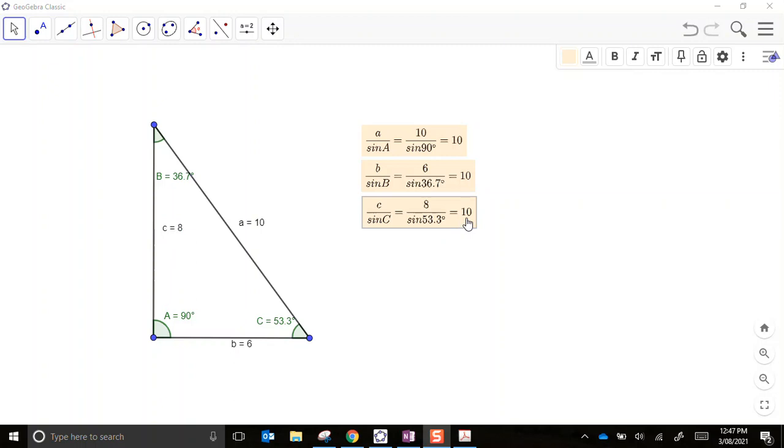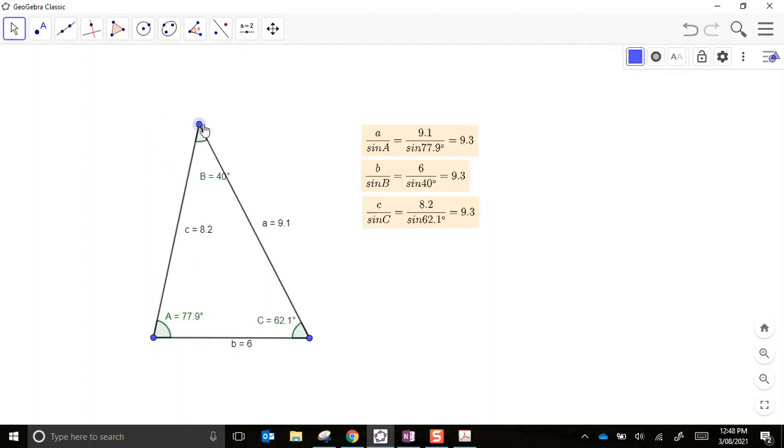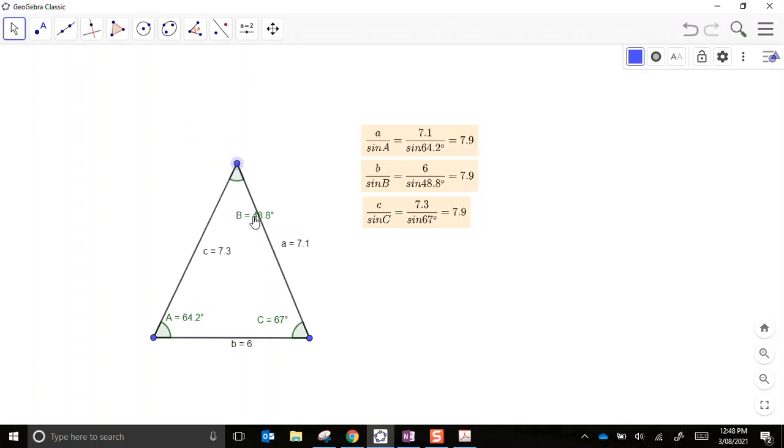And they thought, well, perhaps this is only working because I have a right angle triangle here. So let me just move this point. And this is the nice thing about GeoGebra. As I move the point, all the edges and angles are remeasured and all of the calculations are redone. Pause the video and check that the numbers that have changed here still match: side a, angle A, side b, angle B, side c, angle C. Now they don't all equal 10 anymore. This time they all equal 7.9.